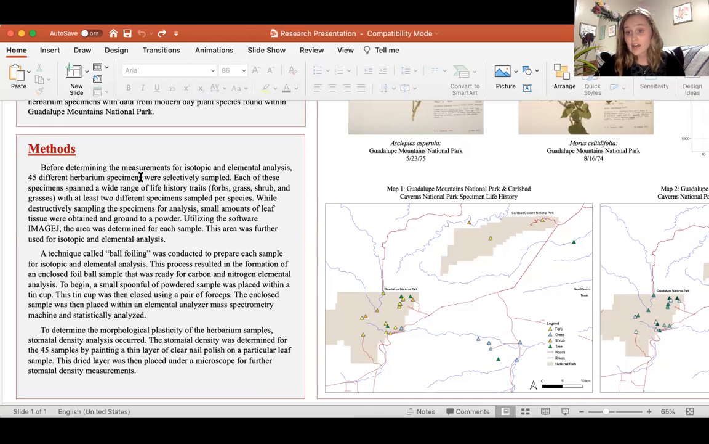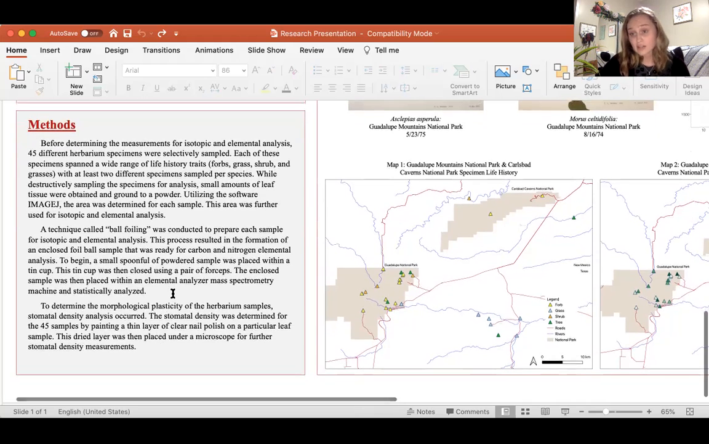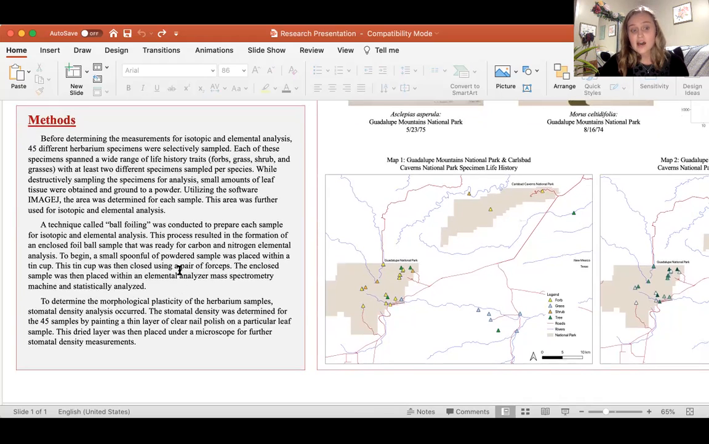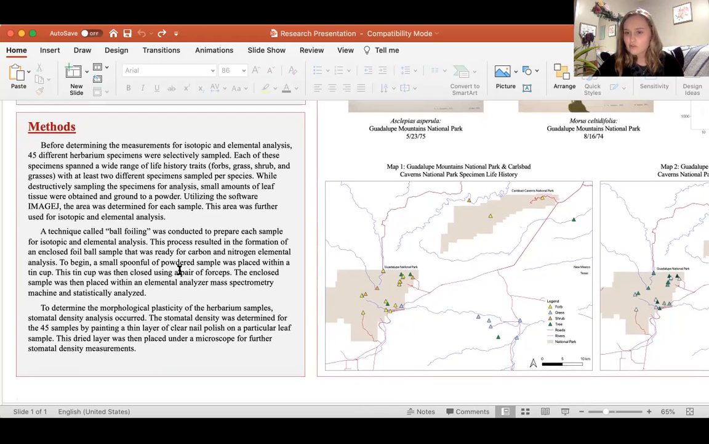Once the area and weight was taken for each of these samples, we went ahead and ground it into a powder, and then this powder was used for further analysis. And so before we could actually go through with mass spectrometry, we had to do something called ball foiling. It's basically taking a little bit of tin foil and placing our powdered sample into it, folding it up so that the carbon and the nitrogen is preserved within that sample.